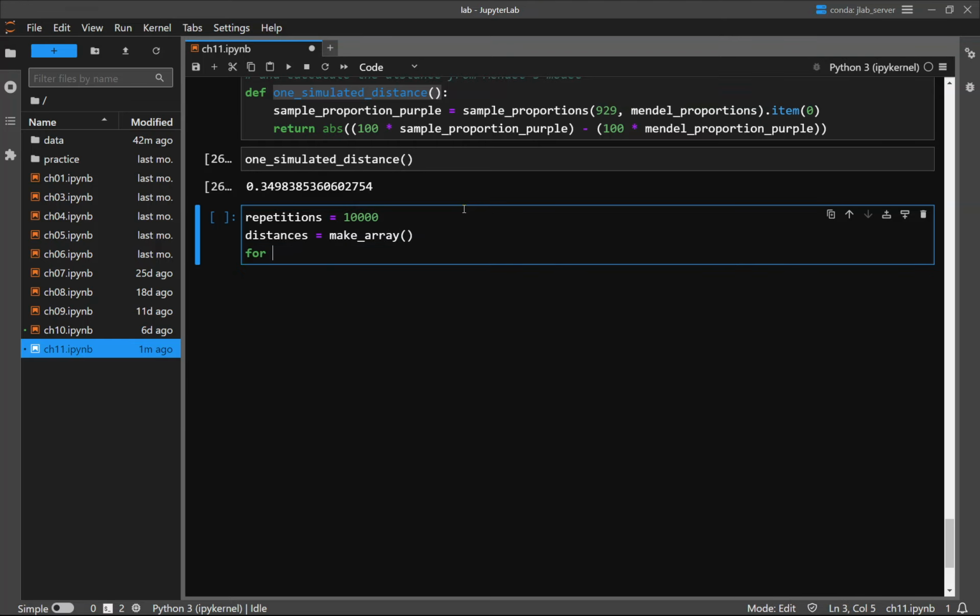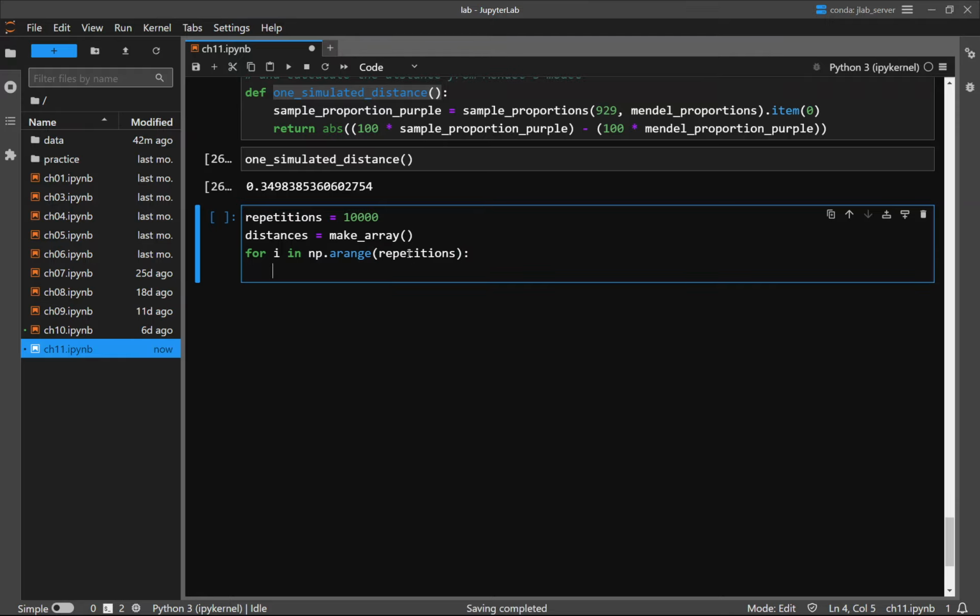And then I'm going to have a little loop: for i in np.arange(repetitions). So just give me as many repetitions as I have here. Go that many times, so it's going to run the body of this for loop 10,000 times, because that's what repetitions is. This will give me back an array from 0 to 9,999. I don't really care about that. I just care that it's running exactly that many times.